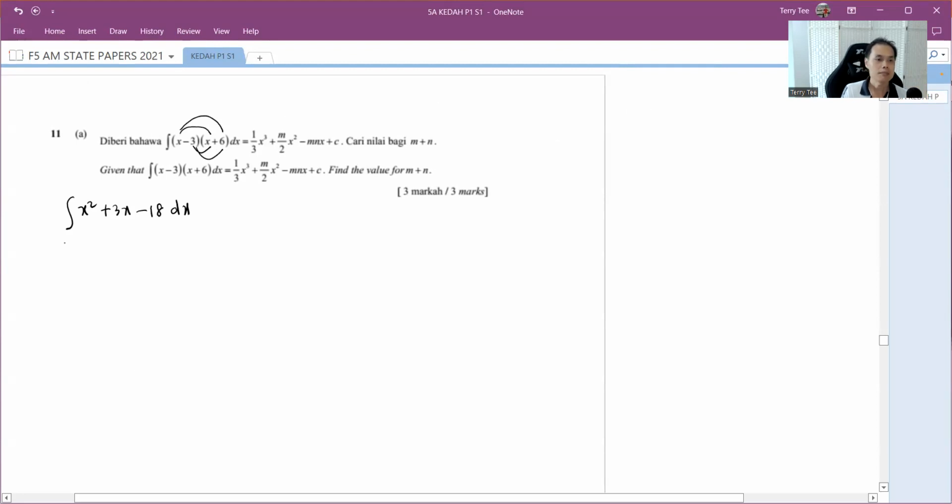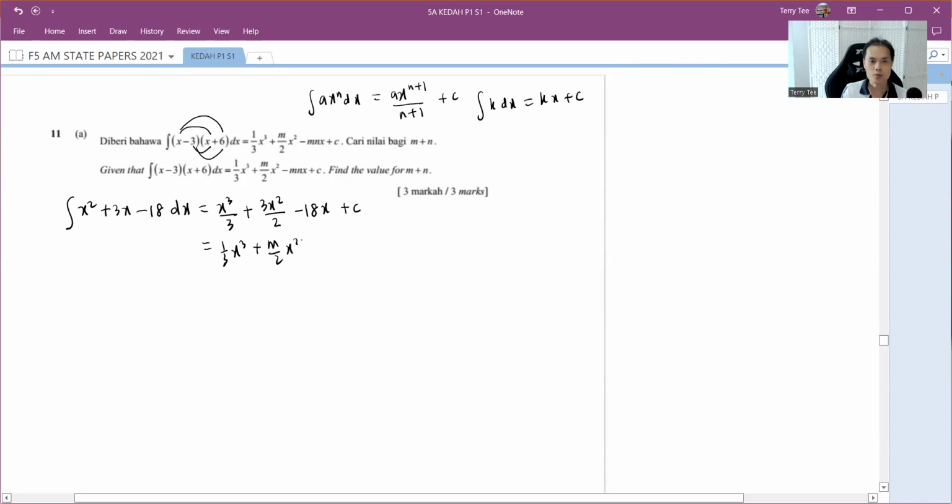Let's expand first. Next, let's integrate: x to the power 3 over 3. Remember, when you integrate ax^n dx, we copy a, copy x, increase the power by 1, divide by the increased power, plus c. So the second one is going to be 3x squared over 2. And if you have a constant, when you integrate a constant, just add an x. So the last one is negative 18x plus c. So we're going to copy this. This is 1 over 3 x cubed. This is your m over 2 x squared. And the last one is your mnx plus c.